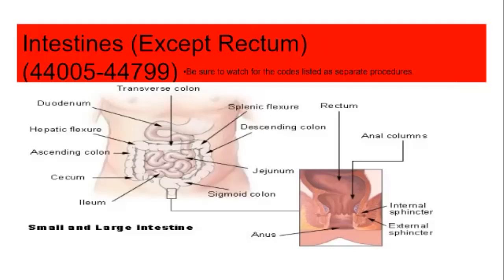Intestines, except for the rectum, 44005 through 44799. Go ahead and make sure you're in the right spot in your CPT. So 44005. Okay, I'm where I need to be. Intestines except rectum.